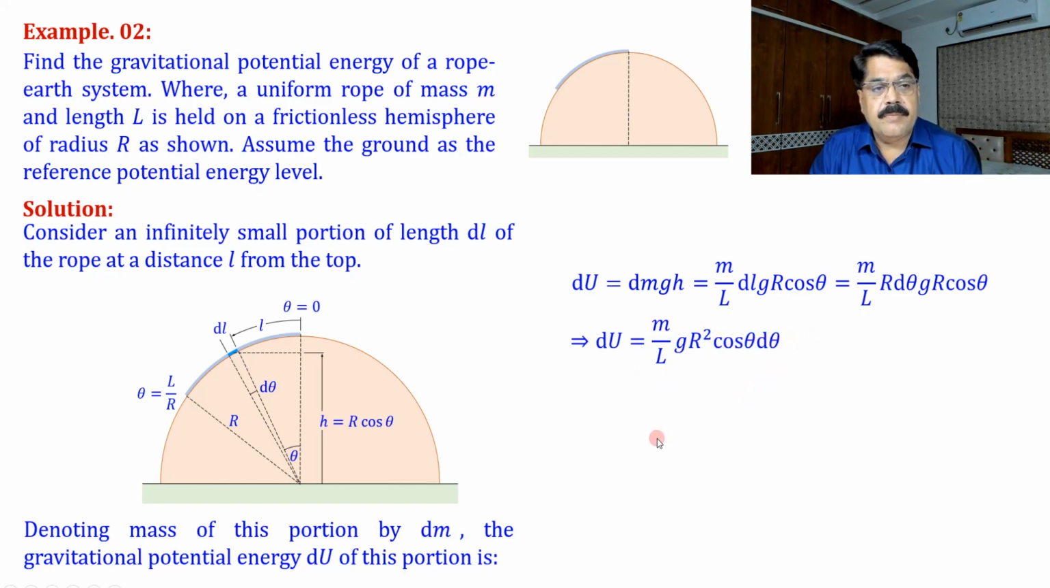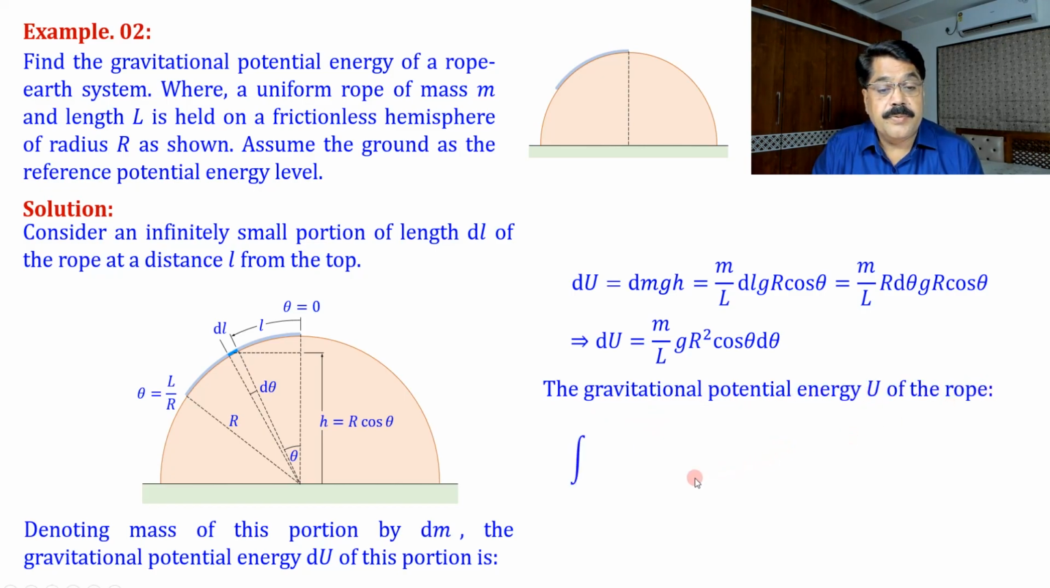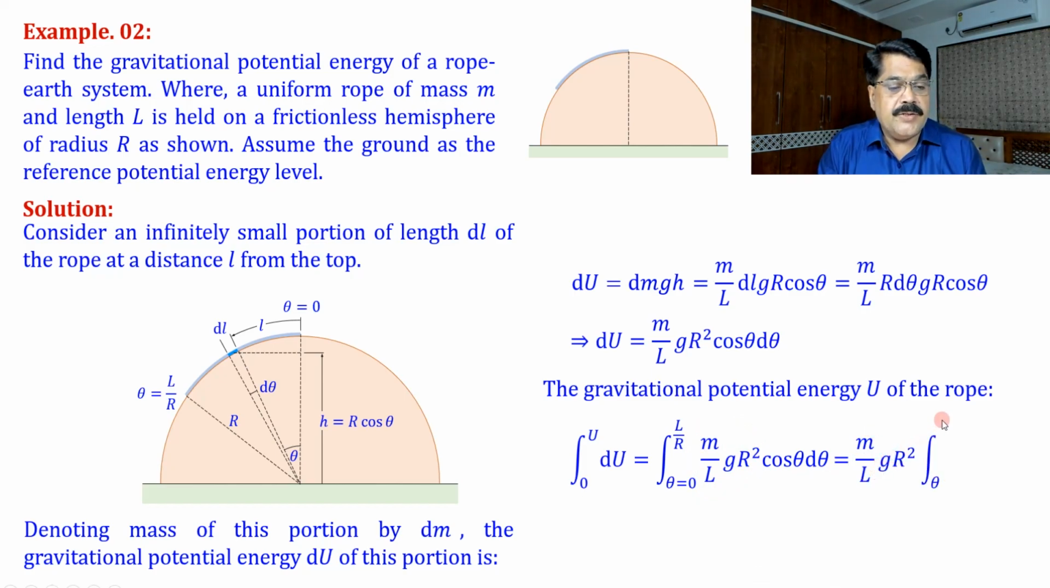Now we sum this dU for all possible infinitely small pairs in Earth, so we have to perform a definite integral. The gravitational potential energy U of the rope, from 0 to U dU, is equal to the integral from theta equal to 0 to L by r of m by L g r square cos theta d theta. So m by L g r square we can take outside because that is a constant. We get m by L g r square, integral 0 to L by r of cos theta d theta. This integration is very simple, so I am writing the result straightforwardly: U is equal to m by L g r square sine of L by r.